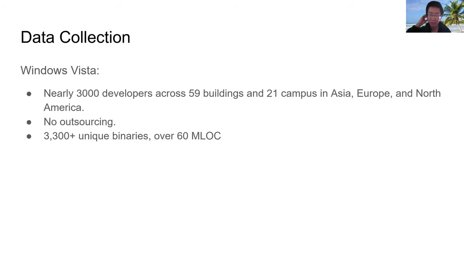And so they use Windows Vista as their case study. Microsoft has nearly 3,000 developers across 59 buildings and 21 campuses in Asia, Europe, and North America. And Windows Vista is developed only in Microsoft, no outsourcing. And also Windows Vista contains more than 3,300 unique binaries and over 60 million lines of code.